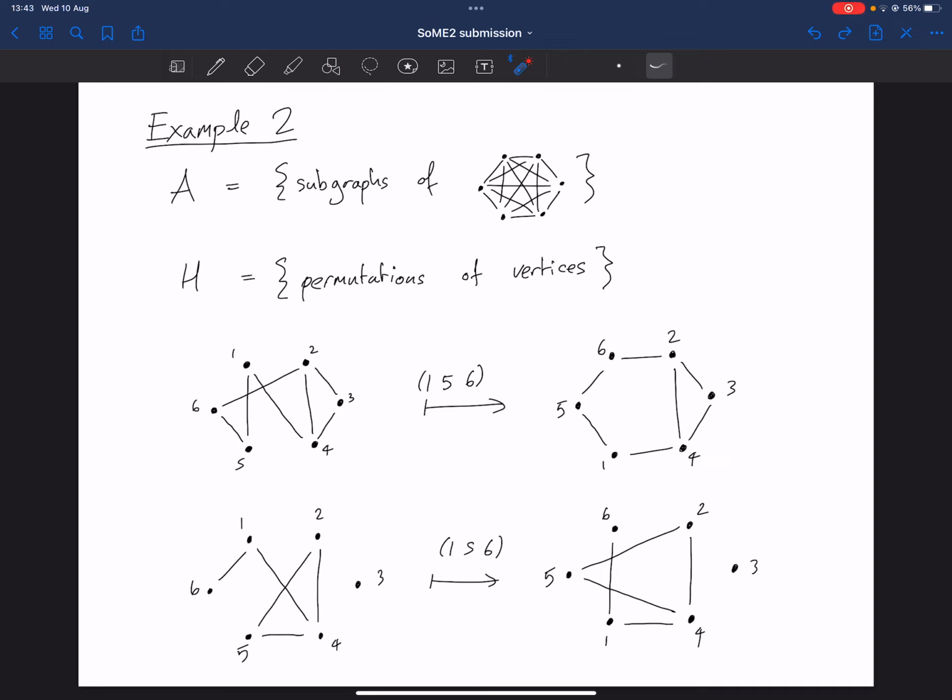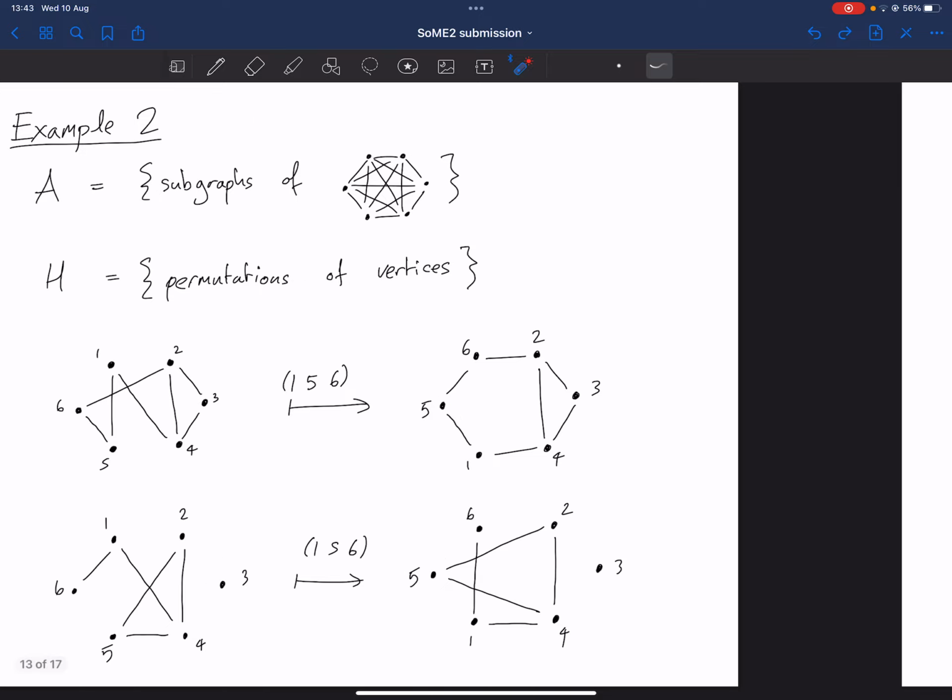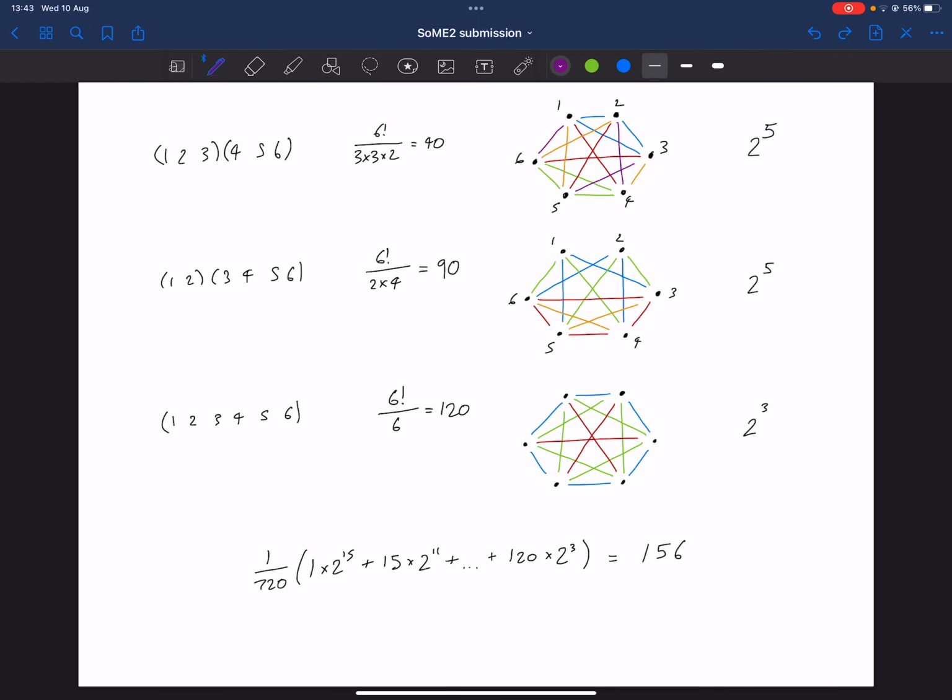So the elements of one of our orbits are isomorphic subgraphs, and if 2 elements of A are in different orbits, they're not isomorphic. So in other words, the orbits are isomorphism classes. So 156 is the number of isomorphism classes of graphs on 6 vertices, which is a really nice application of our formula.